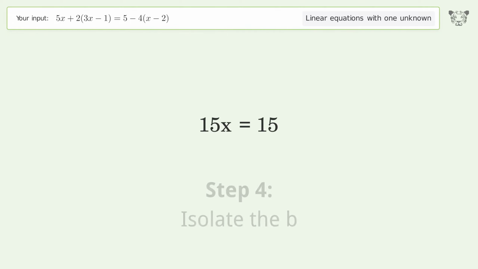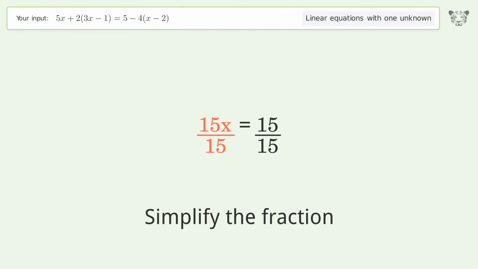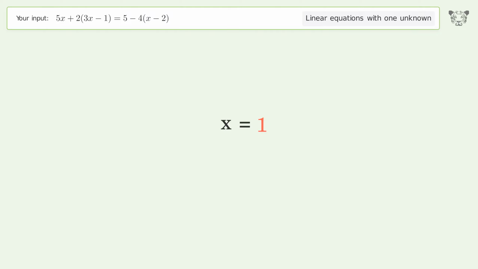Isolate the b. Divide both sides by 15. Simplify the fraction. And so the final result is x equals 1.